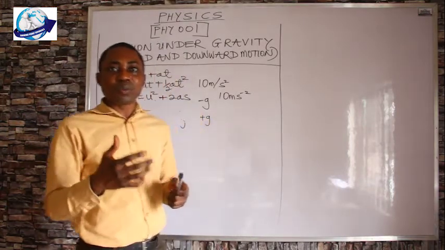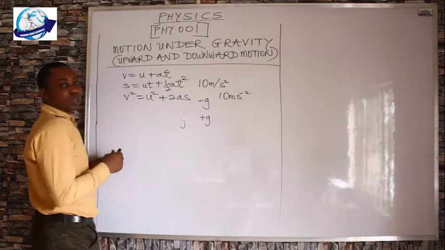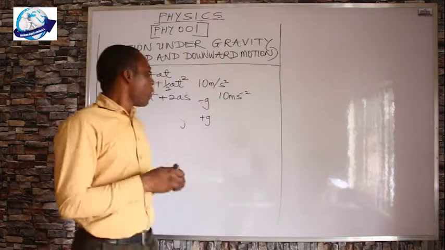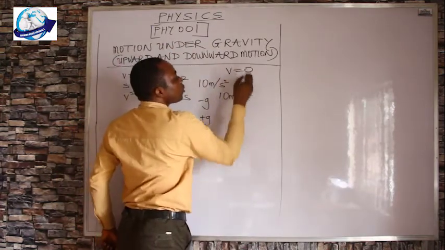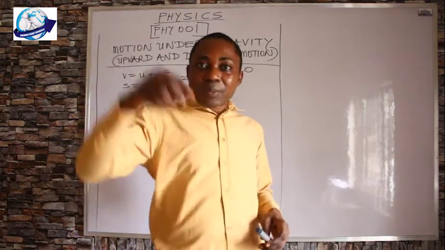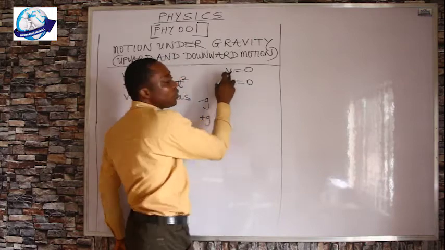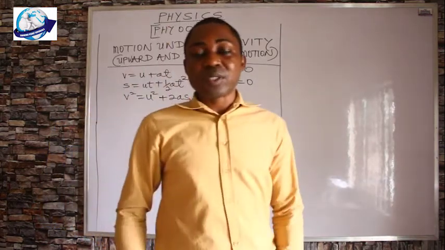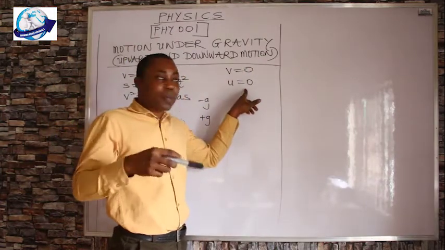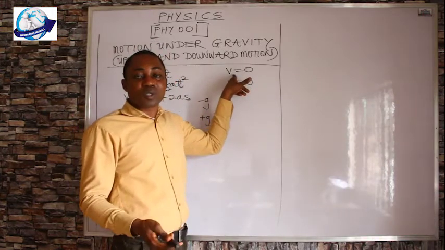Now these three equations of motion will have to adjust their parameters. And what are the parameters we should adjust? Take note, when a body is thrown upwards and it gets to the highest height, v will be equal to 0. And when a body is falling freely from a height, then u will be equal to 0. Remember that v is our final velocity. When the body is falling freely from a height, the initial velocity is always 0. But when the body is thrown upwards, the final velocity becomes equal to 0.